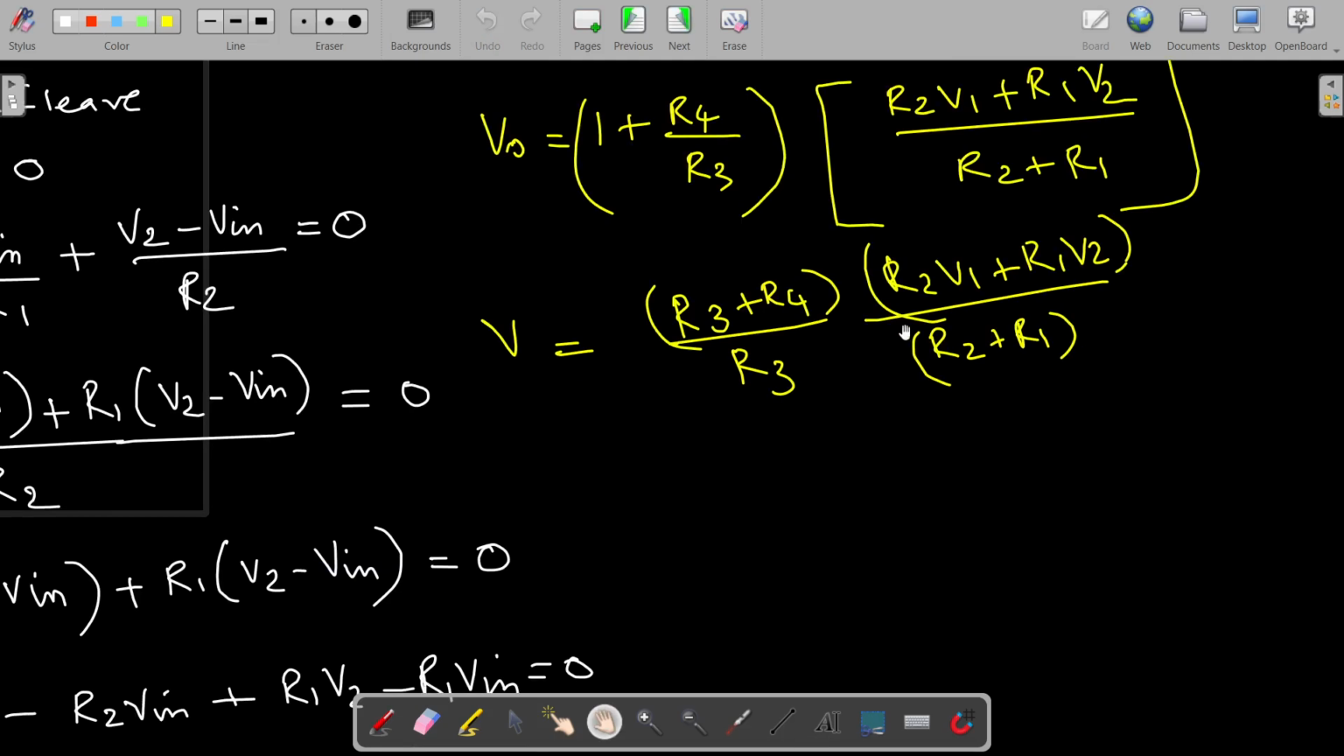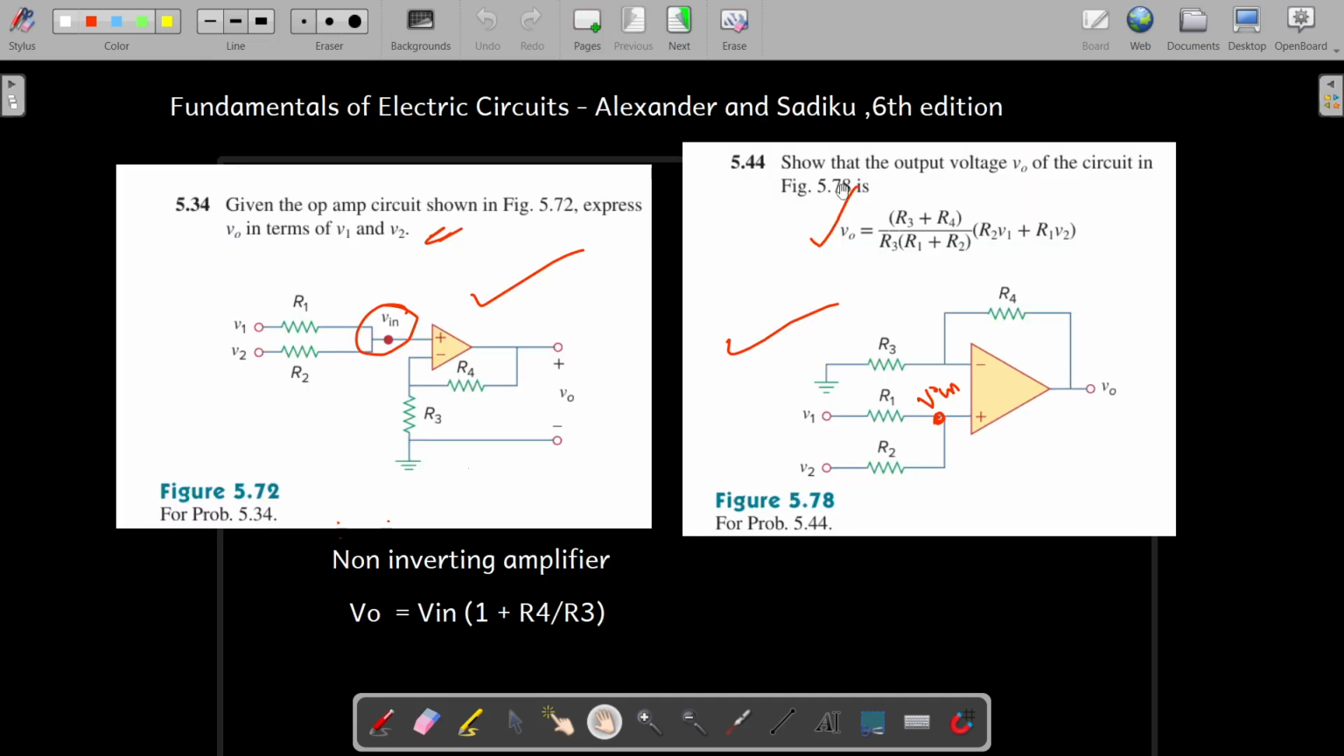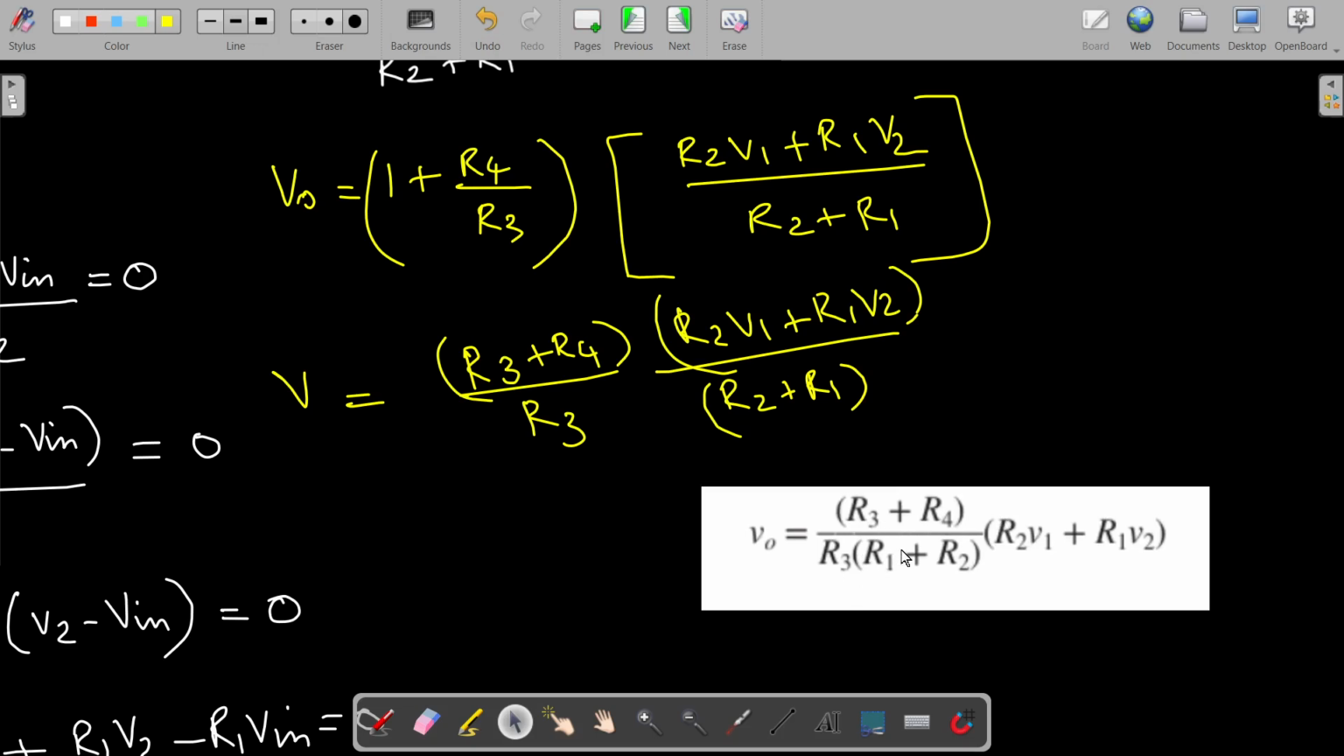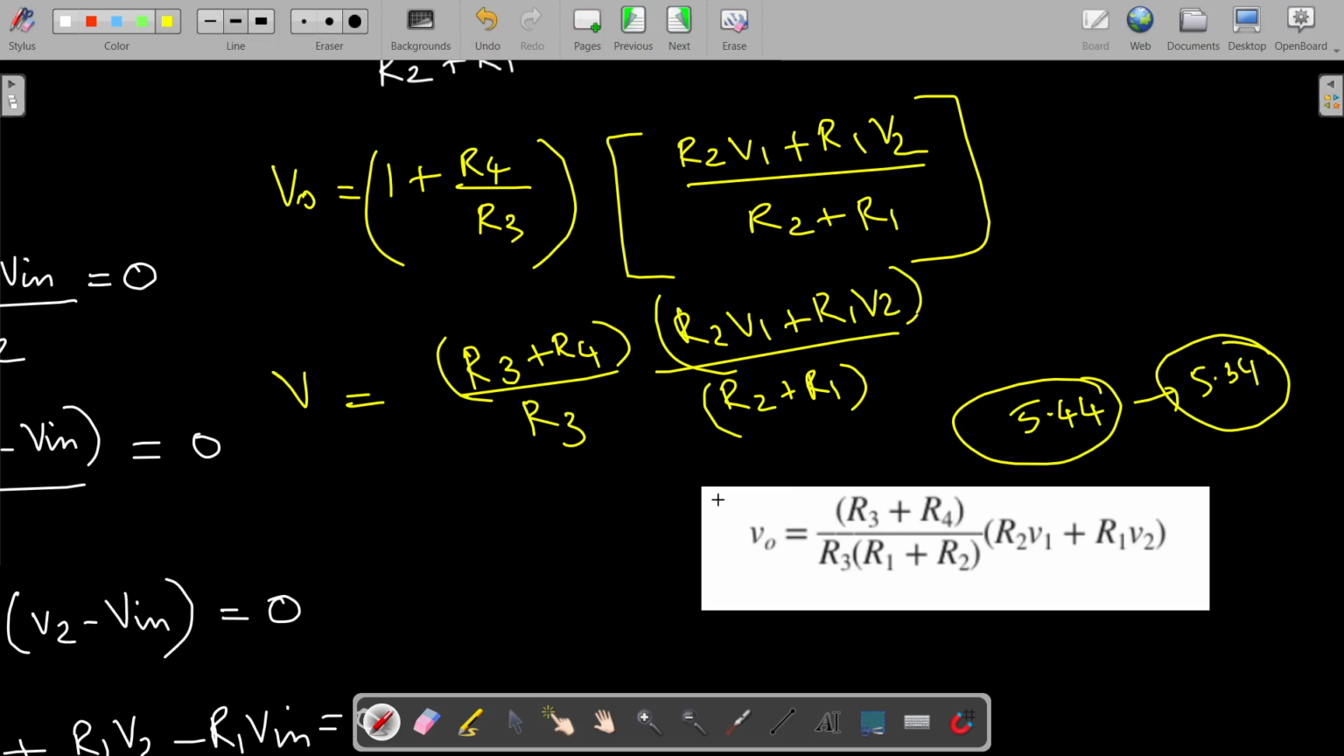Now you can compare this answer with the answer given in problem number 5.44. This is the expression given in problem 5.44. I have told you that 5.44 and 5.34 are one and the same, so now you can refer to your answer. Here you have the term R3 plus R4, here also divided by R3. Then R1 plus R2 here, and in the numerator you got R2 V1 plus R1 V2. So you got the same answer. So this is your V0. Okay, thank you.